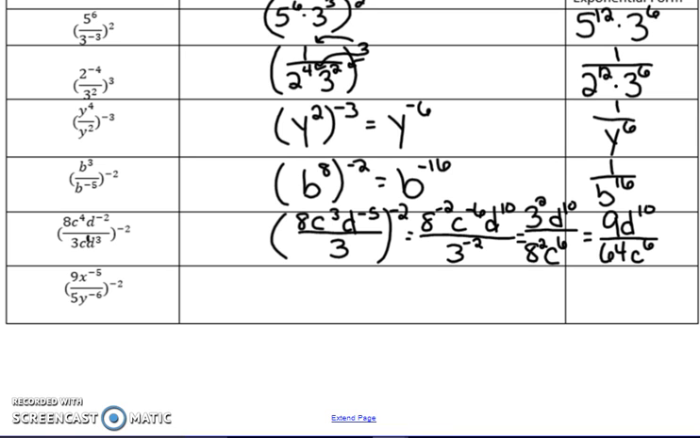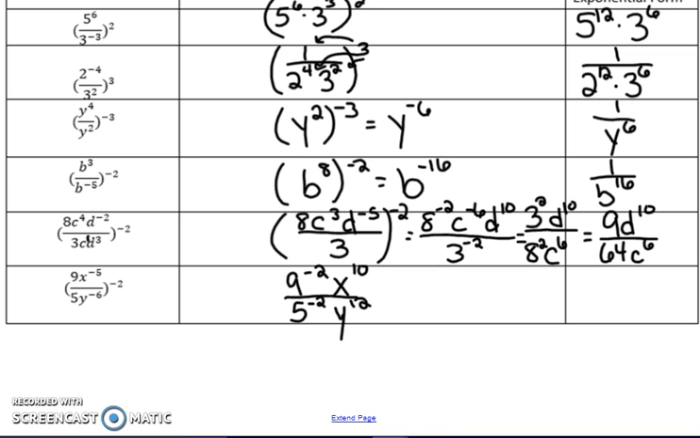Let's look at the next one. Again, we want to simplify the inside. If we look, we really can't simplify much. So we're going to take it and we're going to distribute it. It becomes 9 to the negative 2, x to the positive 10 over 5 to the negative 2, y to the positive 12.